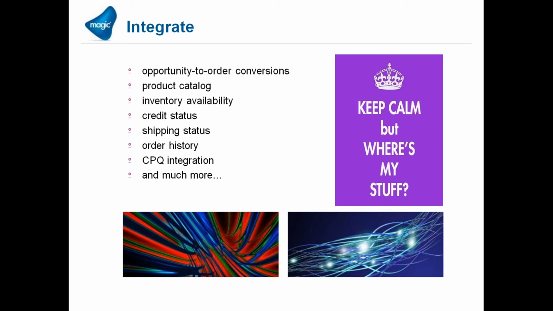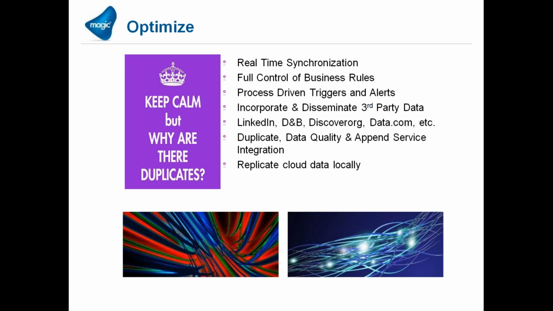Product catalogs need to be synchronized. If we have products where the system of record may be your PLM or your ERP system, Product Lifecycle Management, PLM, but we also have those products for sale, and we're creating opportunities based on those same products in the CRM system, so the product catalogs need to be synchronized. We need to have awareness of inventory, awareness of credit status, shipping status, the order histories of our customers. We need to be able to use configure, price, quote methodologies and integrate those. So there's a lot of things that need to be integrated.